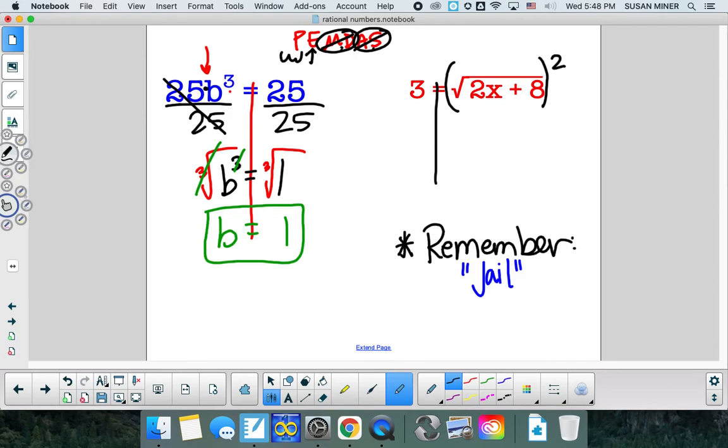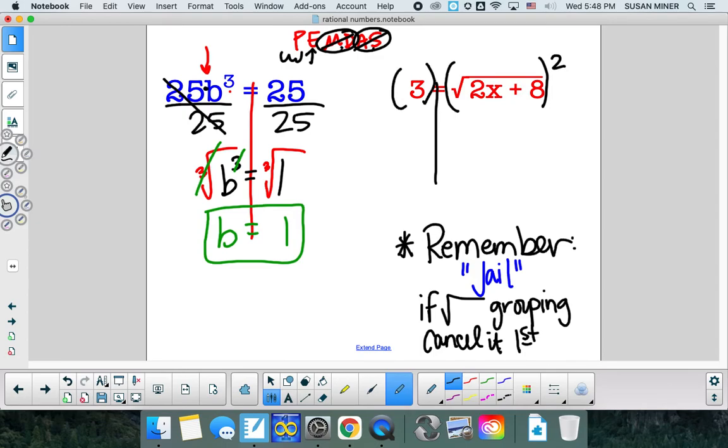So remember jail. If the square root is grouping, cancel it out first. So if the square root is grouping, cancel it out first. Remember jail. Okay. So I'm going to square this first.